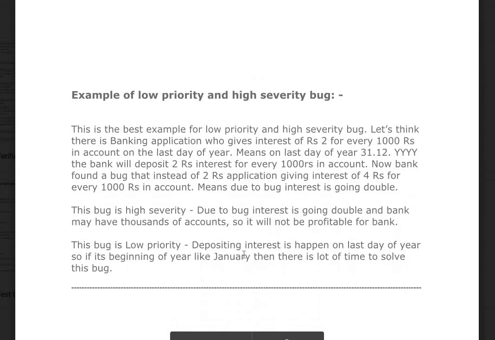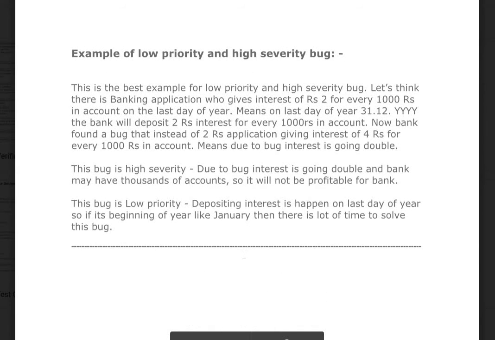Let's consider an example of low priority and high severity. Priority is low means it's not important to fix this issue as soon as possible. We can hold and fix it at a later stage. So this is what low priority means. But high severity means the impact of this bug is very major in terms of functionality.